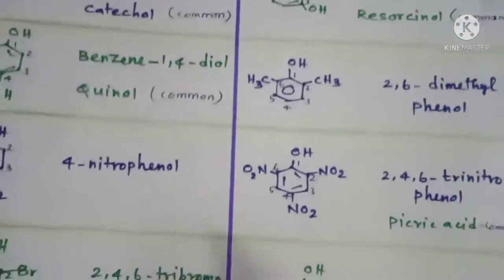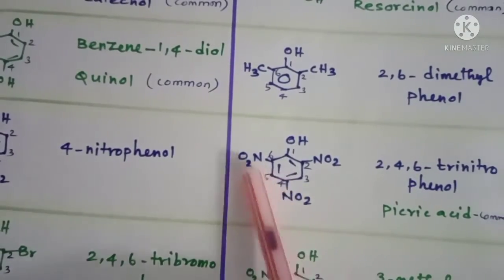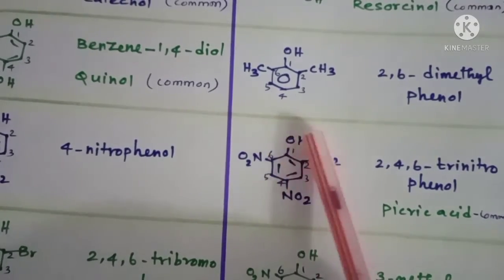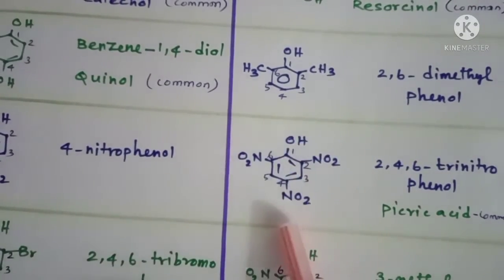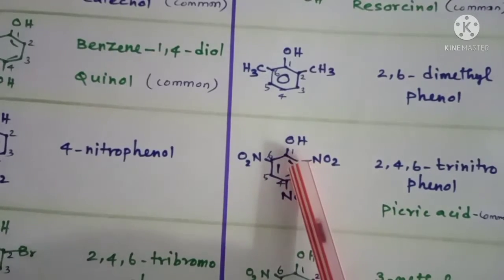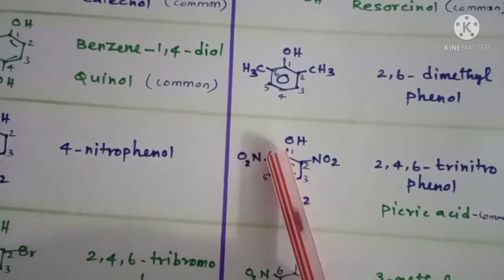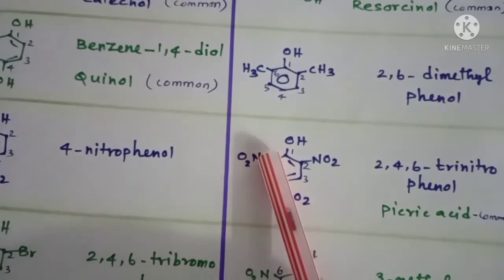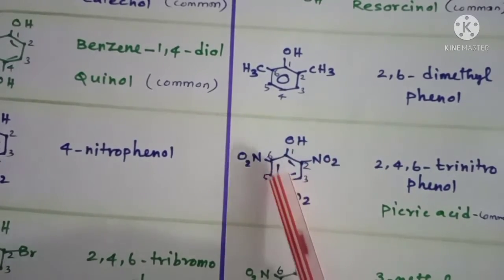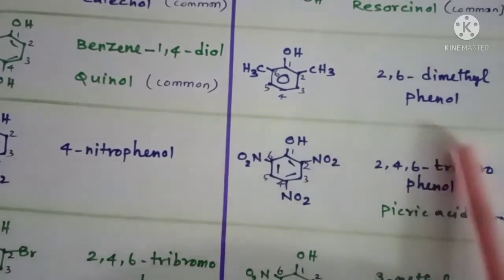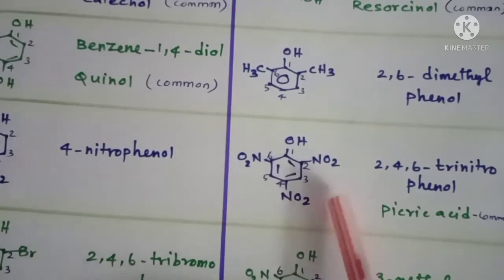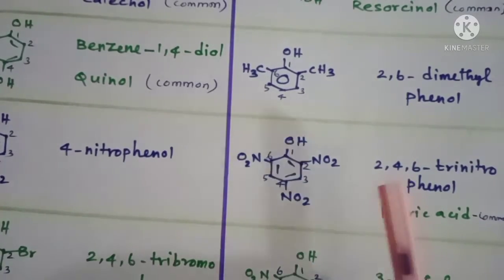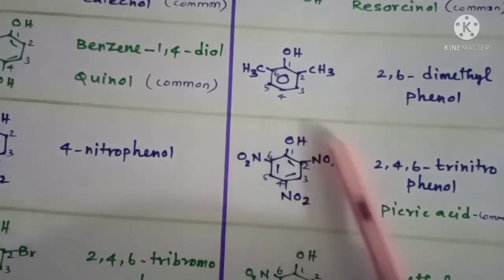So next compound. This is also nitrophenol, but there are 3 NO2 groups. So it is supposed to be trinitrophenol. You can name this as trinitrophenol. Give the numbering. Start from here 1, 2, 3, 4, 5, 6, so that the NO2 group carbons are getting numbers 2, 4 and 6, isn't it? So it is 2,4,6-trinitrophenol. That is the IUPAC name of this compound, and this compound has another name, a common name, which is nothing but picric acid. Picric acid is the common name of this 2,4,6-trinitrophenol.